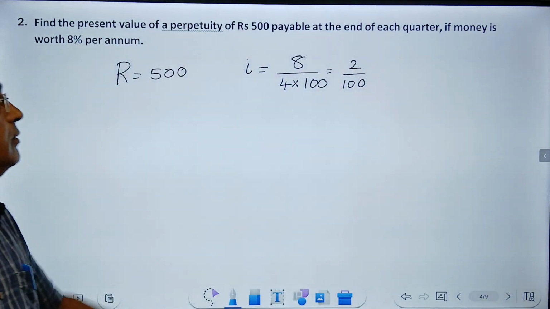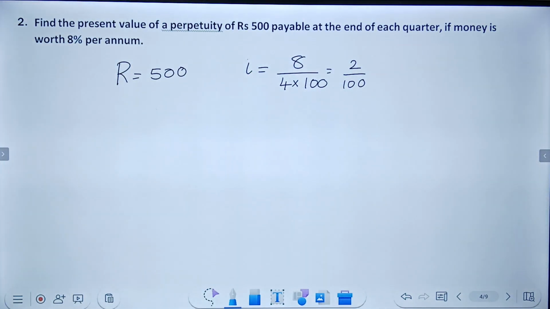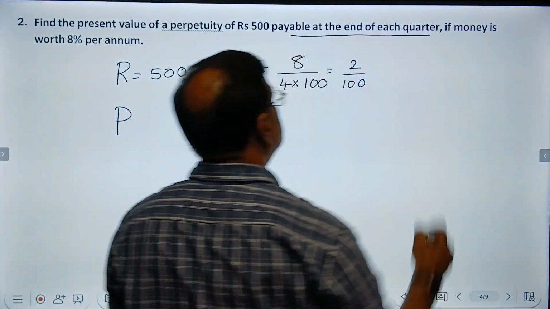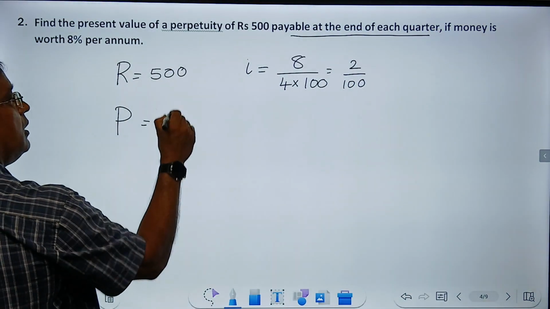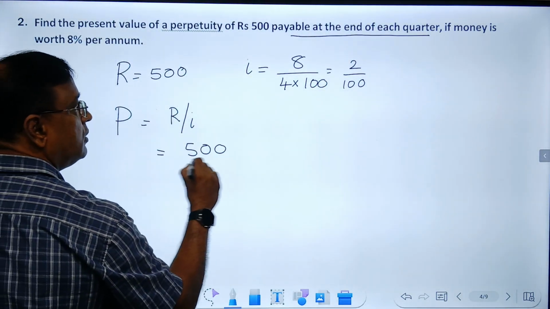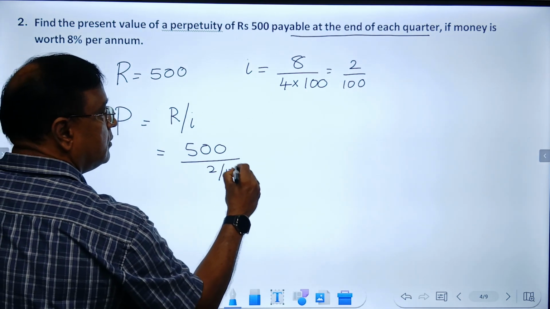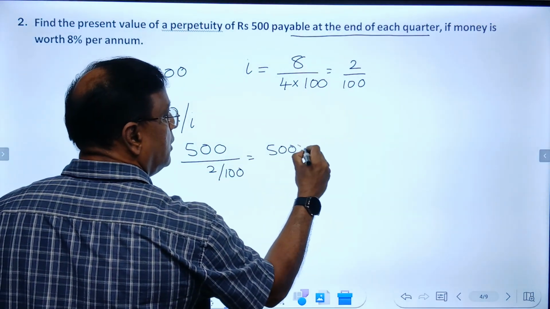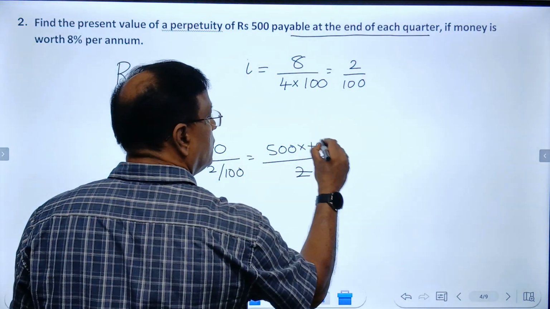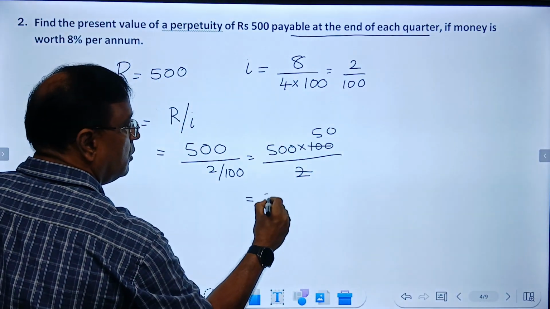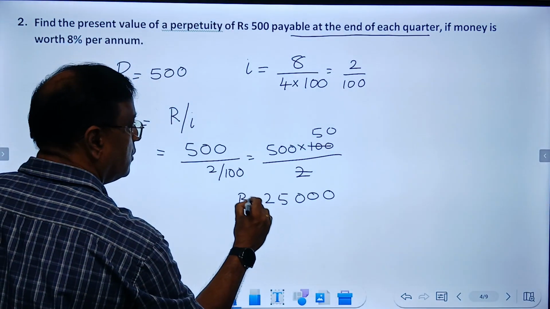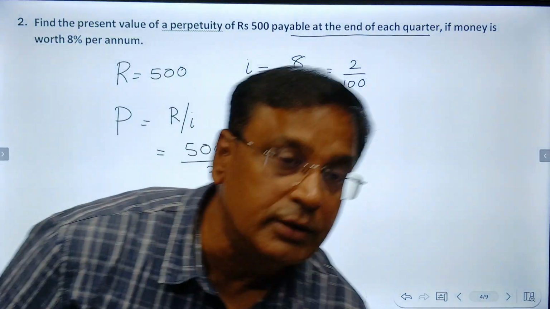2 by 100. 8 and 4 cancel, you get 2 by 100. I want to find the present value. Which formula should I use? Since it is payable at the end of each quarter, I have to use the first type, R by I. Now what is R? 500. And what is I? 2 by 100. Which is 500 into 100 divided by 2. 2 goes 50 times. This will be 25 followed by 3 zeros. Very, very simple, isn't it?